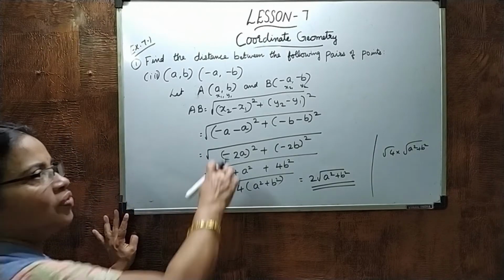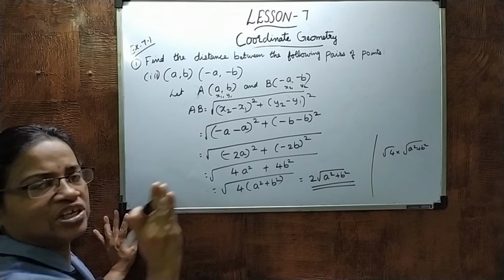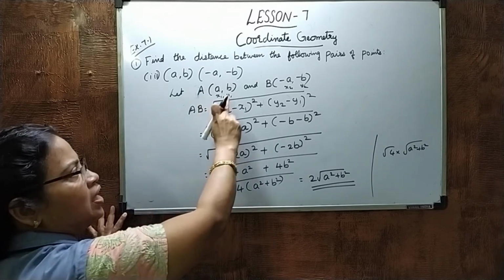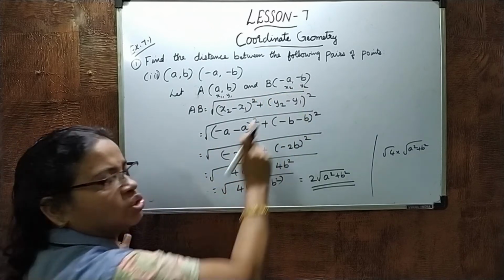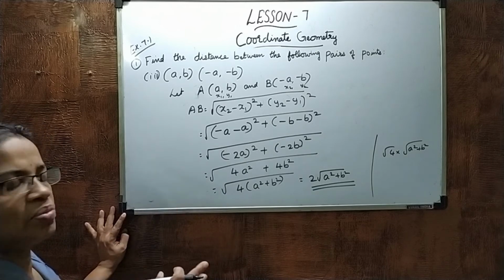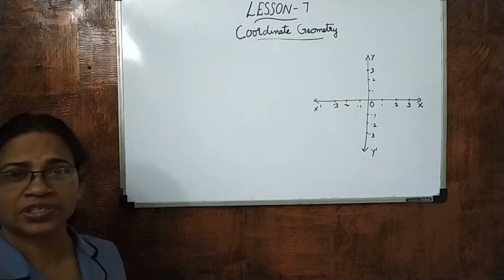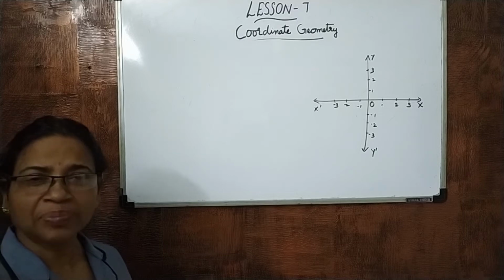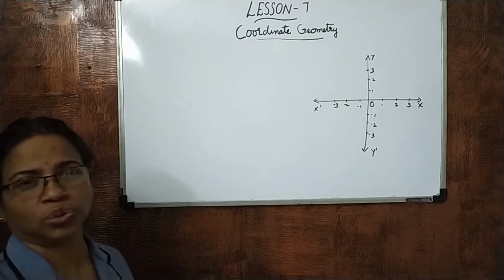Okay, clear? So what you can do is, you can write the first coordinate as x1, y1, and the second coordinate as x2, y2. Then apply the distance formula, and you can find out. Before we start to do the problems, some important points you should know.